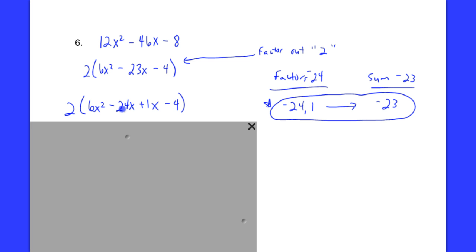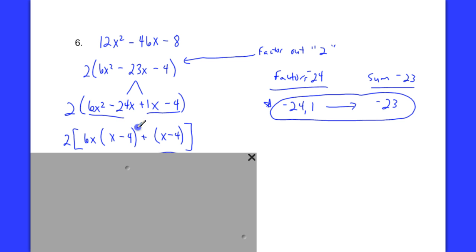So don't forget the 2 again. 2 stays there. We expanded the negative 23x into negative 24x plus 1x. Now, if you put the 1x on the front and the minus 24x, you can still do it. It would just look a little differently, and your binomial factors would just be switched from mine, but you would still have the same things. All right, so now you're looking to factor those two binomial terms by splitting them up.